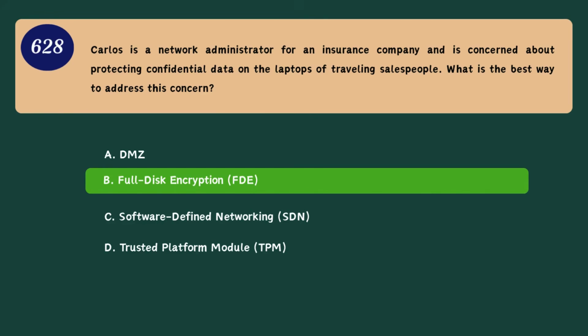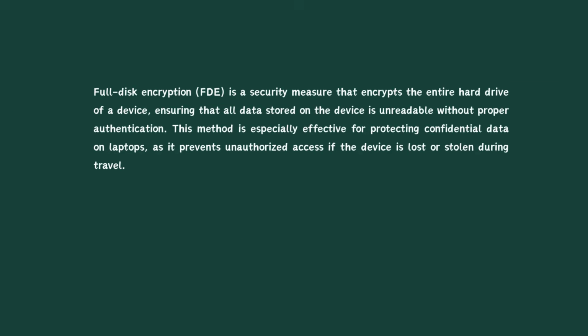Correct answer? B. Full disk encryption. Full disk encryption is a security measure that encrypts the entire hard drive of a device, ensuring that all data stored on the device is unreadable without proper authentication. This method is especially effective for protecting confidential data on laptops, as it prevents unauthorized access if the device is lost or stolen during travel.